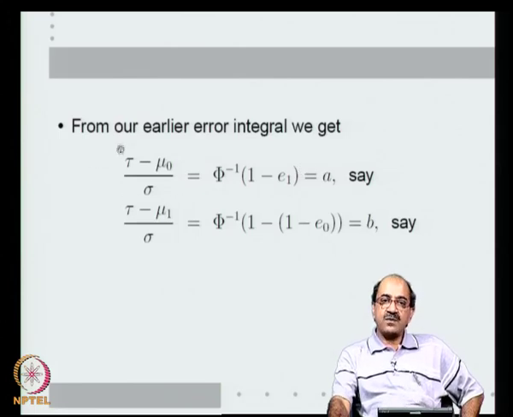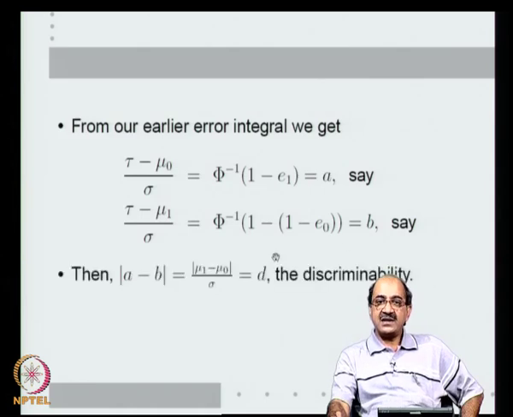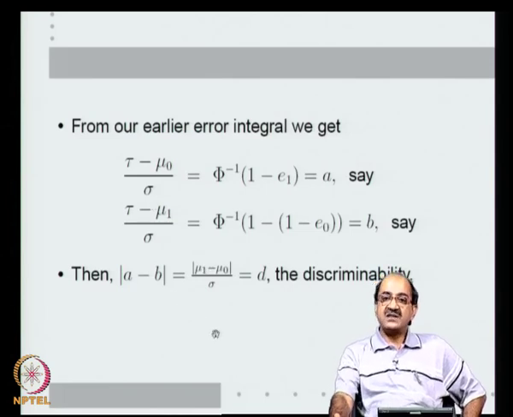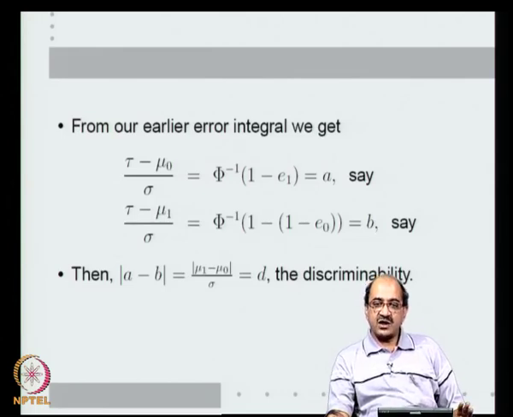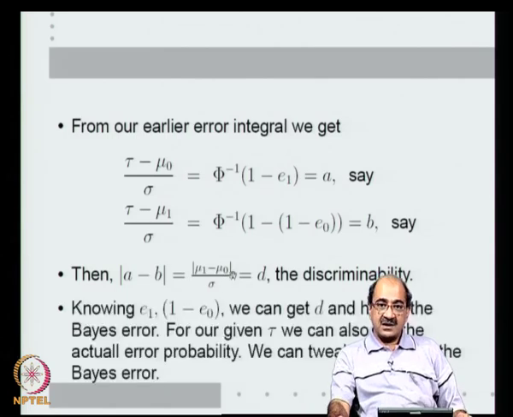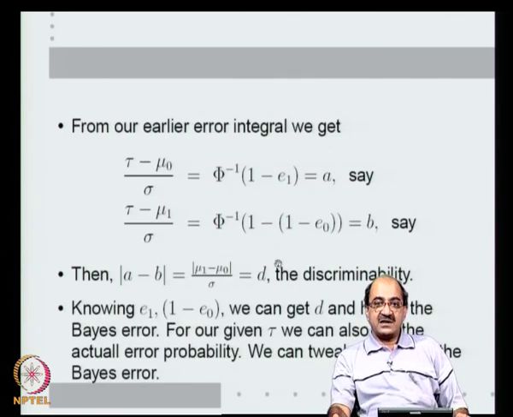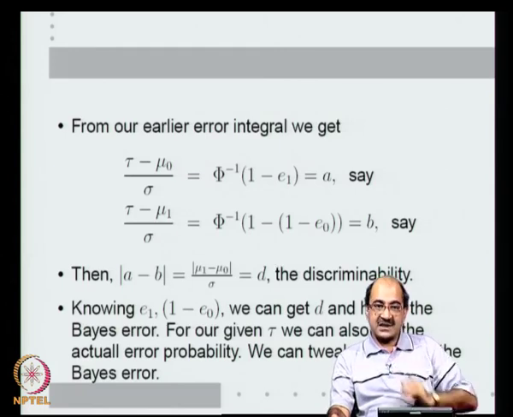Now, the interesting thing is that no matter what tau I have used, if I can correctly estimate A and B, then the absolute difference between A and B is mod of (mu 1 minus mu 0) by sigma, which is the discriminability. So, whether or not I know the class conditional densities exactly, whether or not I know mu 1 and mu 0, I just take some tau, estimate E 0 and E 1, and hence calculate these numbers A and B using the standard Gaussian distribution function. Then the difference between A and B is the discriminability, (mu 1 minus mu 0) by sigma, which gives me a very nice method of tweaking in case of Gaussian class conditional densities.